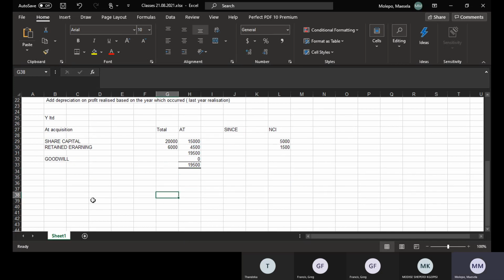Then we go further. We do our since acquisition. So in this case, it's going to be since acquisition to the beginning of the current year, because the acquisition was done on 1 January 2006.